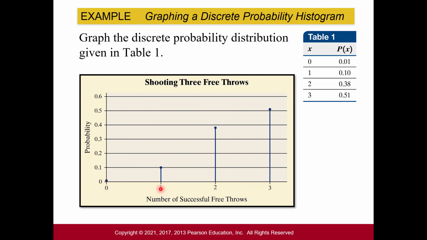For 1 free throw shot made, or our value of 1 for our random variable, the output or the probability was 0.1. It says 0.10 here. That's the same as just 0.1. For x equals 2, we have 0.38. Then when x equals 3, 0.51.